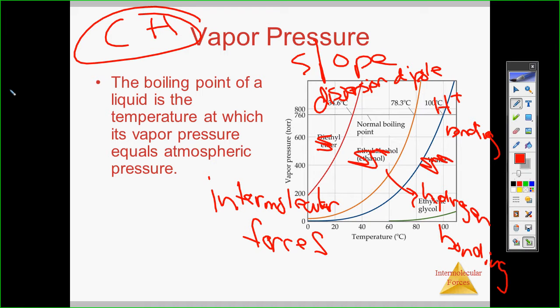Not hydrogen bonding. What do you think? Dipole. We got dipole going out there. Let me take a look. 2.5 and 2.1. What's the difference?